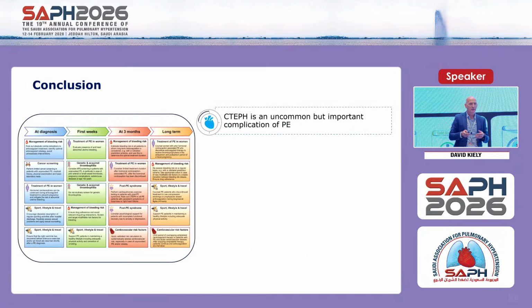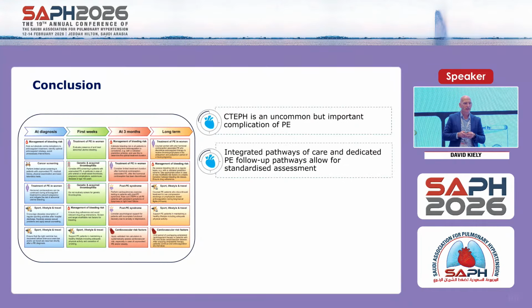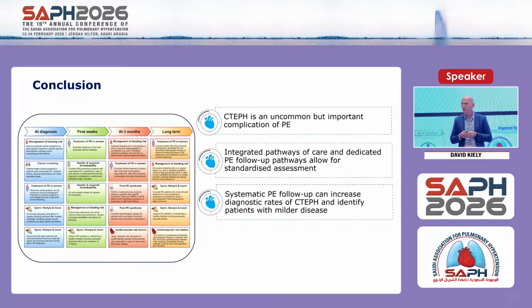So in conclusion, CTEPH is an uncommon but important complication of pulmonary embolic disease, and of course people like Hiromi here have really moved away, not away from surgery, but giving us alternatives which are potentially much more appealing to our patients. For me, one of the most important things is not doing lots of fancy tests in very highly selected patients. It's having these integrated pathways of care, which I think are important in diagnosing chronic thromboembolic disease, and also giving lifestyle advice and deciding on anticoagulation.